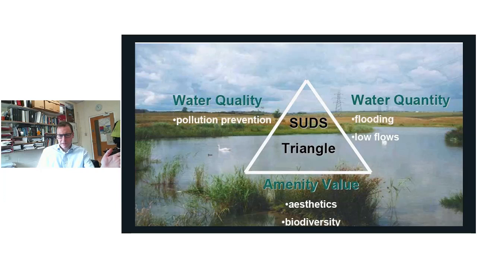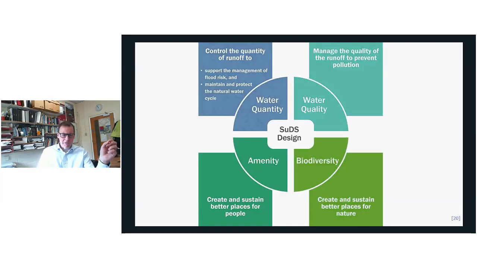So water quality is about preventing pollution, water quantity is about flooding, and also to a certain extent low flows, but that's much less of an issue. And then we've got amenity, which is about aesthetics for development, so how the development looks and feels, and also biodiversity, so the range of flora and fauna in those devices.